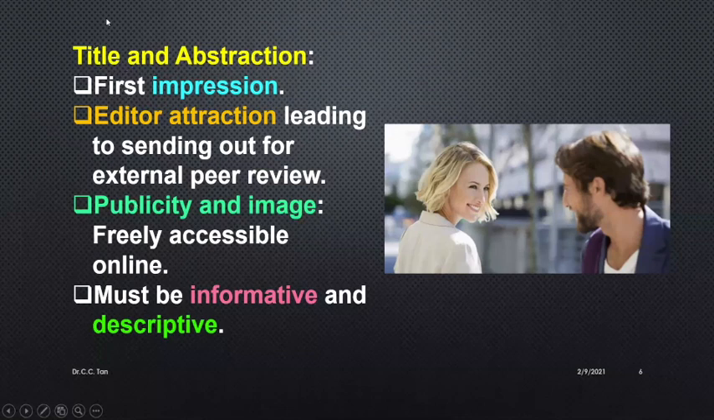If the title is attractive, they go into the extract. And if the extract is okay, then they will study your research article further, the full article. So it is very important that your title and extract are informative and descriptive. Informative means it gives sufficient information, and descriptive in the sense that it gives you the total picture.